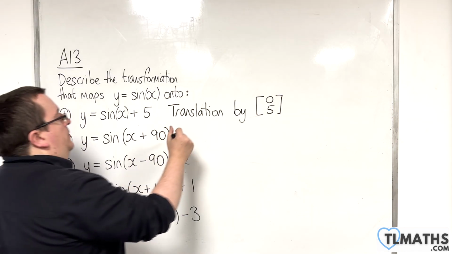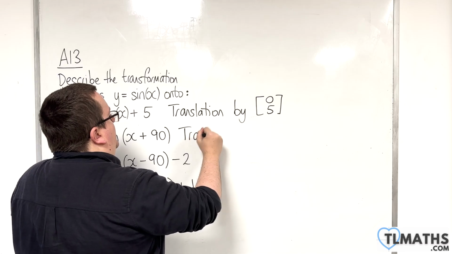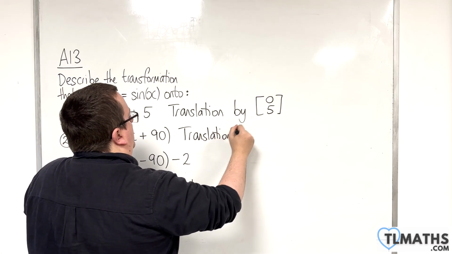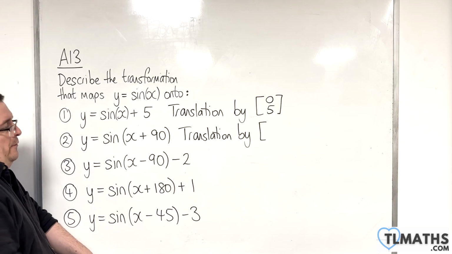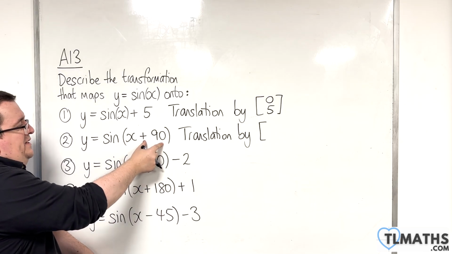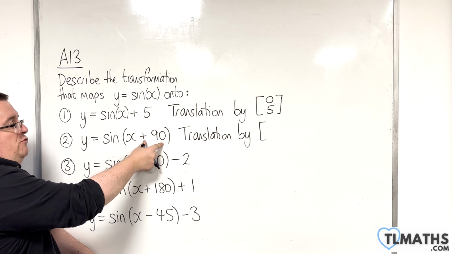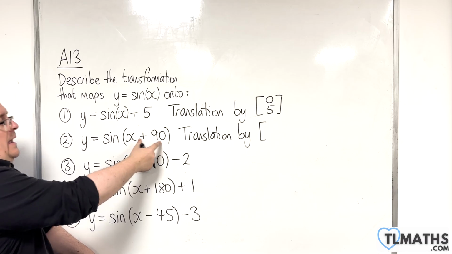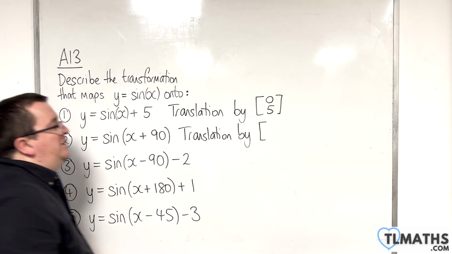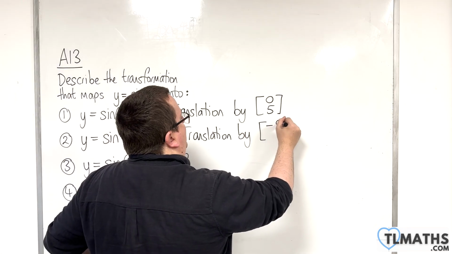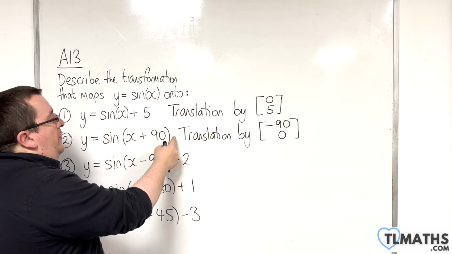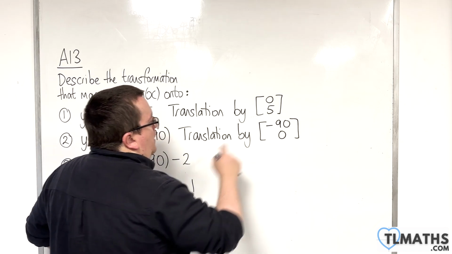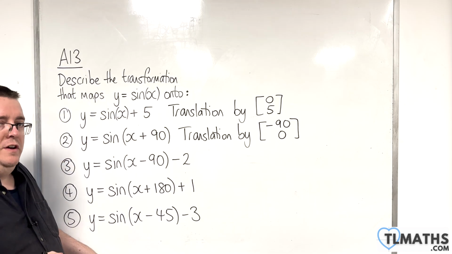Number 2, this is a translation by. Now, we've got plus 90 inside the bracket, so that affects the horizontal direction, and it is the opposite to what you expect, and so that translates it 90 to the left. We have nothing outside the bracket, and so we are not moving vertically.